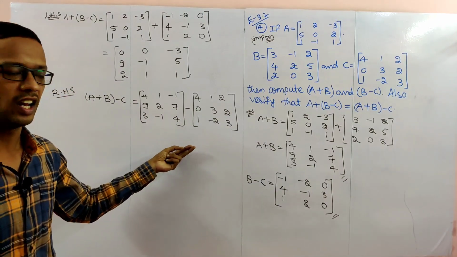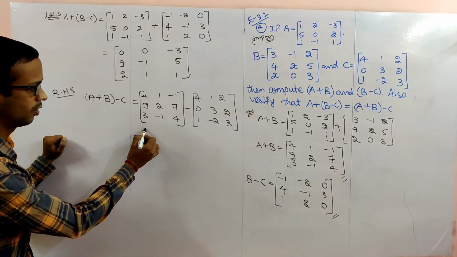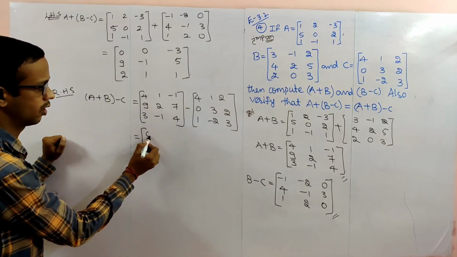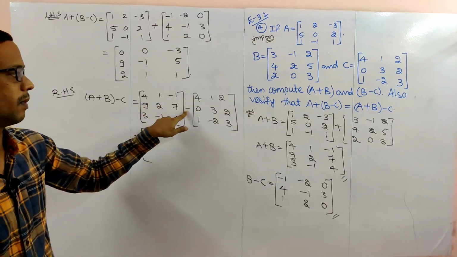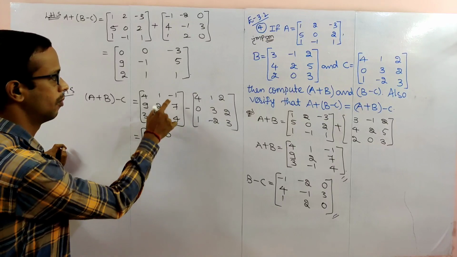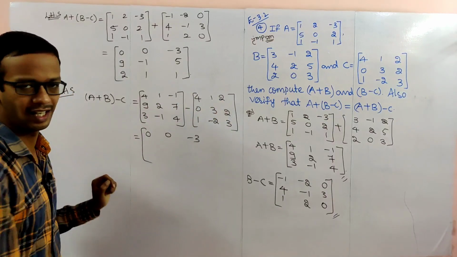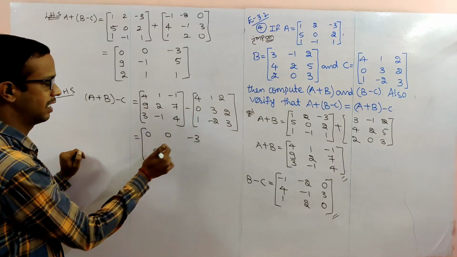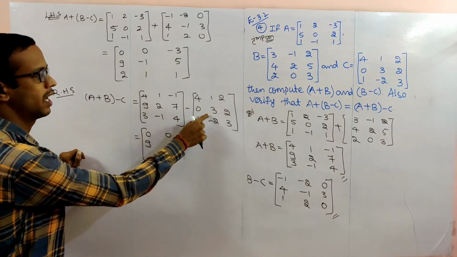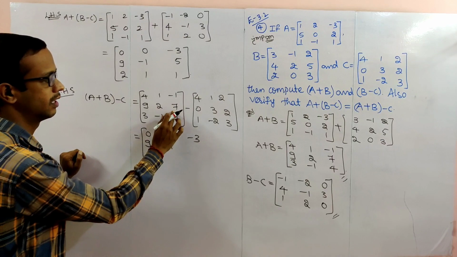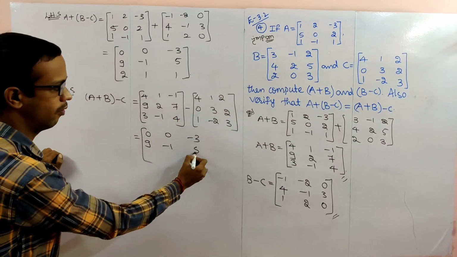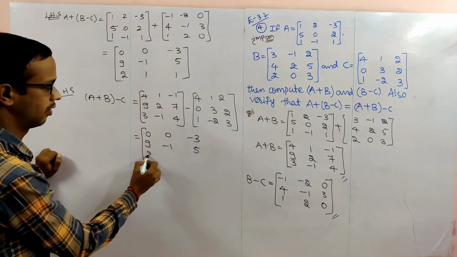So just a simplification you make here. How much you will get? 4 minus 4 is 0. 1 minus 1 also 0. Minus 1 minus 2 is minus 3. Next, 9 minus 0 is 9. 2 minus 3 is minus 1. 7 minus 2 is 5.